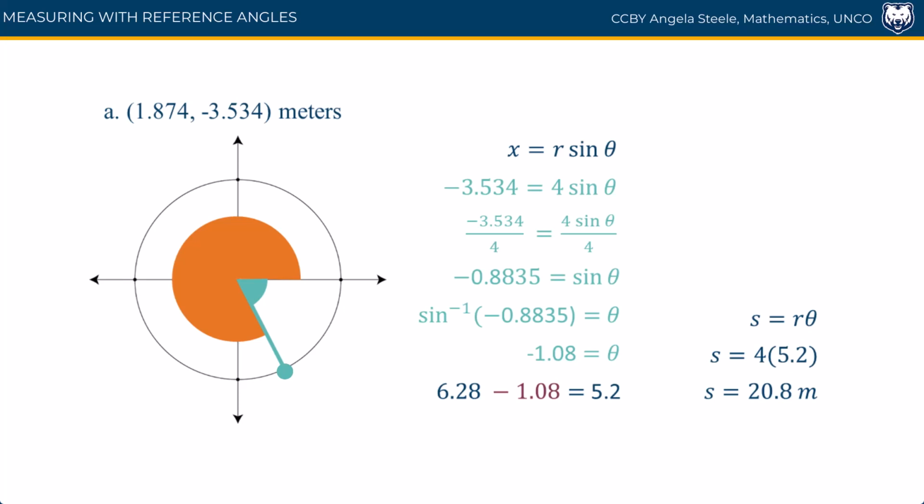So that means we want to actually do the complement of that. So we're going to take our theta of 1.08 and subtract it from 6.28, so that way our theta is positive when we plug it into our arc length function. Our sine function gave us a solution of negative 1.08, so we take the complement of that so that our theta is going in a clockwise direction, which gives us 5.2. And then don't forget, we're going to plug that into the arc length formula. So arc length equals 4 times 5.2, which gives us 20.8 meters.